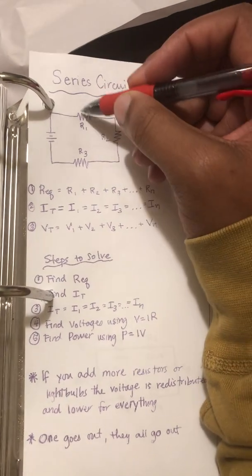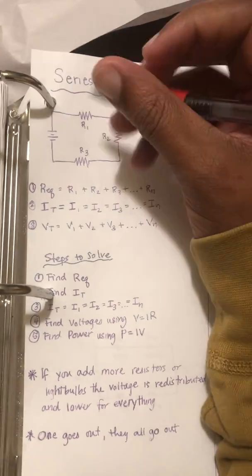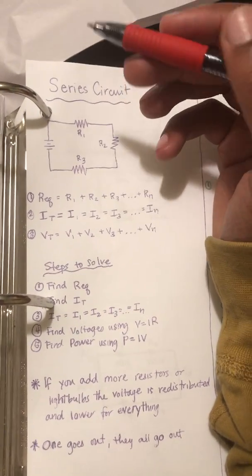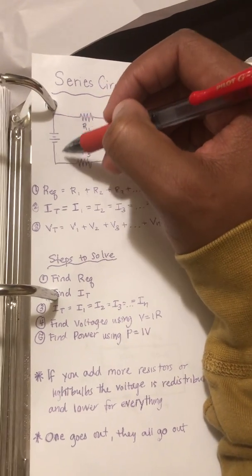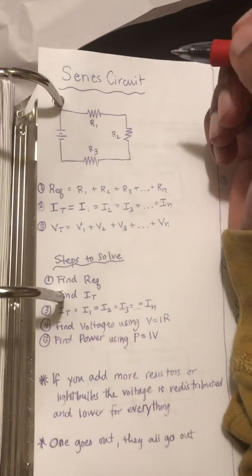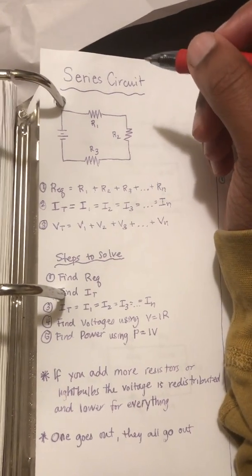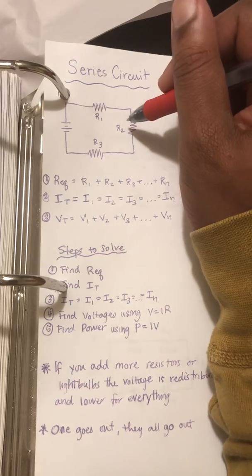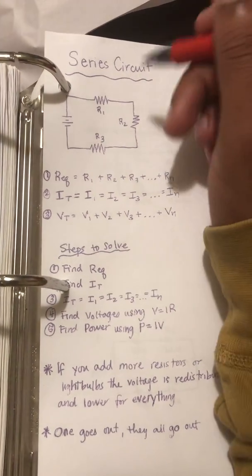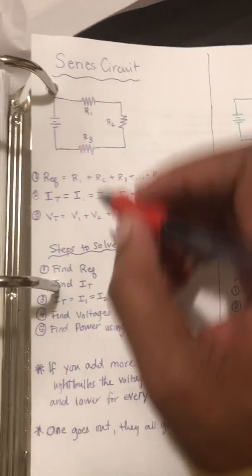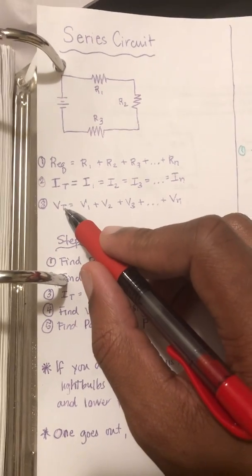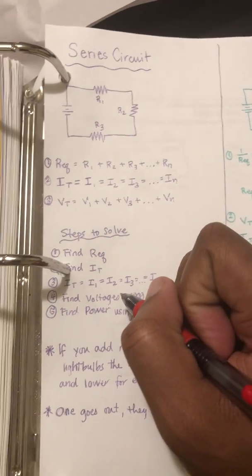The equivalent resistance is the resistor values added up. And the total voltage of this circuit is going to be the battery voltage. So if this battery is 12 volts, the total voltage is 12. With that being said, that 12 volts is split up between these three different resistors. So the voltages of those resistors have to add up to give you 12, which I have right here. The total voltage is the sum of the individual voltages.